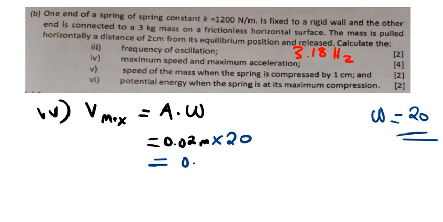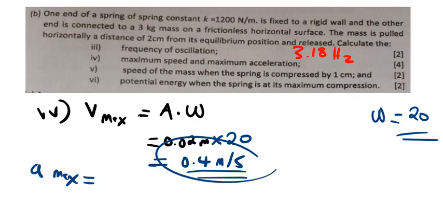That gives me 0.4. Since this is the speed at the maximum, that will be meters per second. Now let's also find the maximum acceleration. Okay, if this is the velocity, how are you going to find the acceleration? You're just supposed to square it.